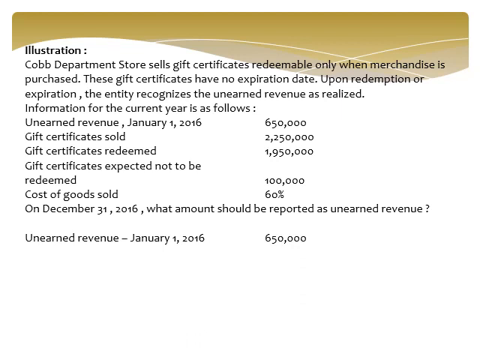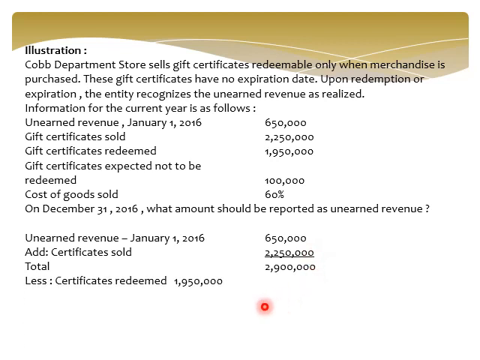For our solution, we have the beginning balance of unearned revenue of 650,000. Then we have gift certificates sold, 2,250,000. What is the journal entry for this? Debit cash, 2,250,000, then credit gift certificates payable. So addition to the unearned revenue, 2,250,000, a total of 2,900,000, less certificates redeemed and certificates expected not to be redeemed of 100,000, a total of 2,050,000.